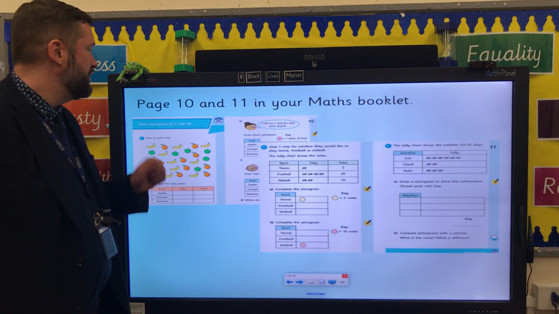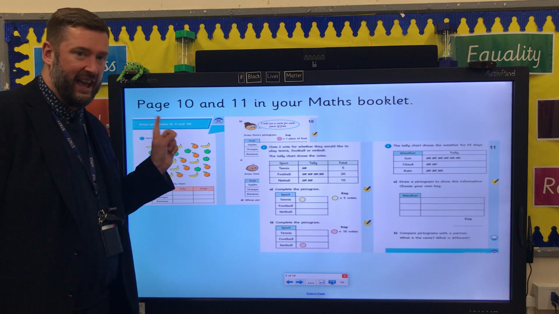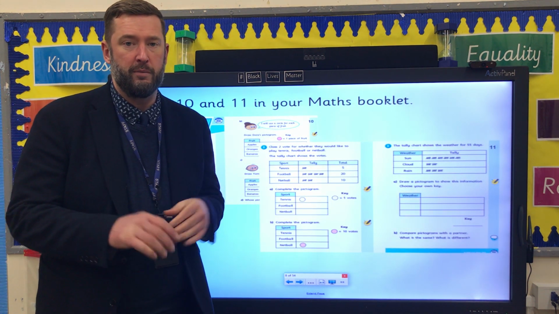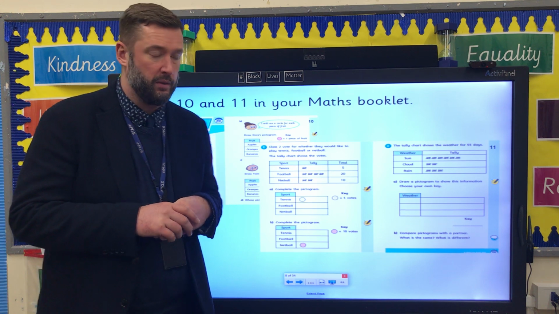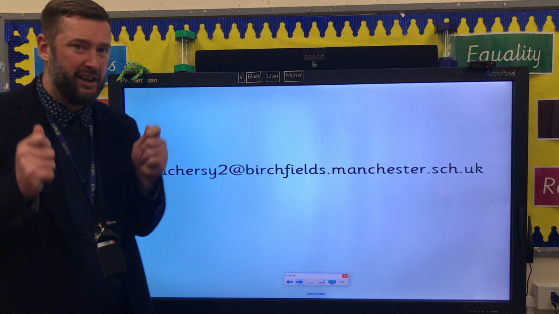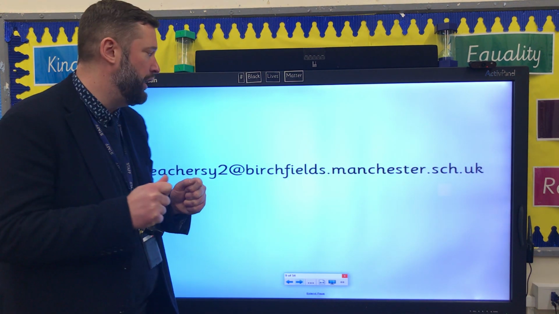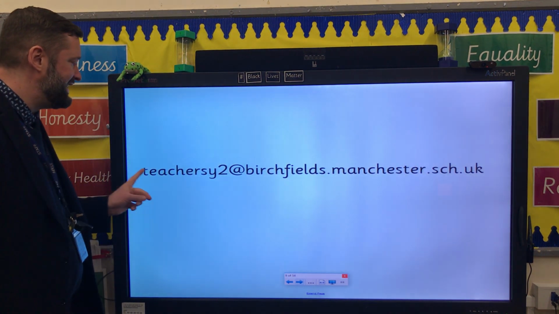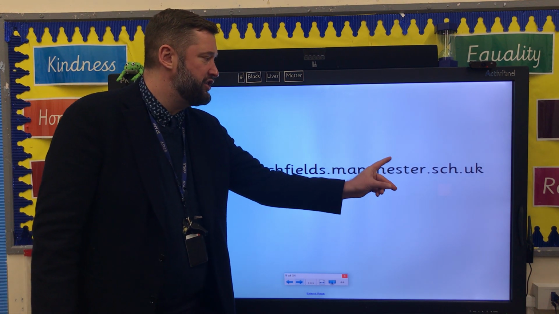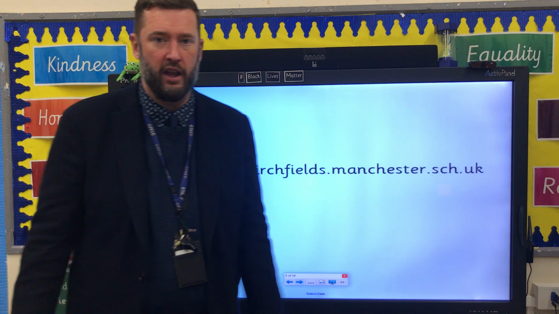Okay, you're going to complete page 10 and 11 in your maths booklet, and I'm going to put some audio on to help you, okay? And when you've completed that, please take really clear pictures of your work and email to teachersyear2@birchfields.manchester.sch.uk. Can't wait to see your work. Well done, everyone.